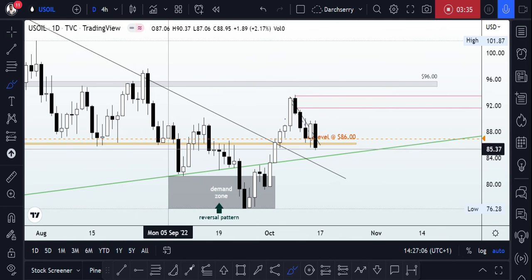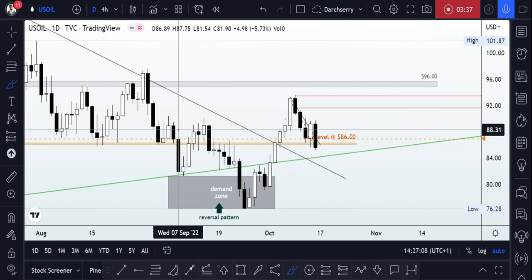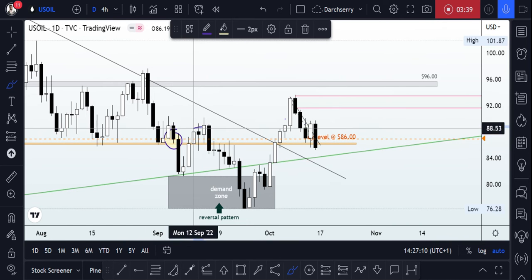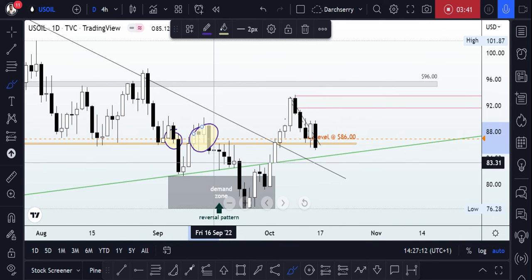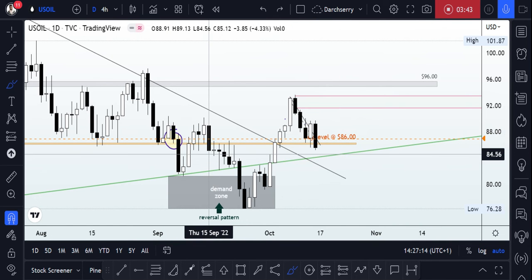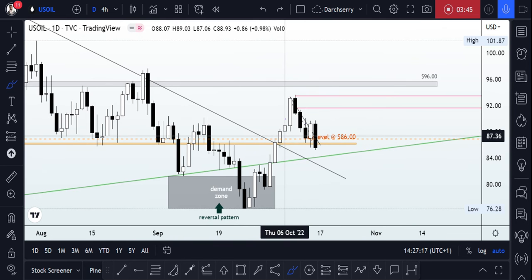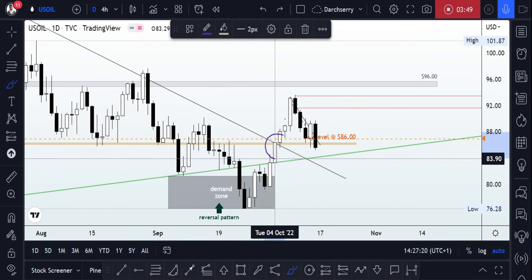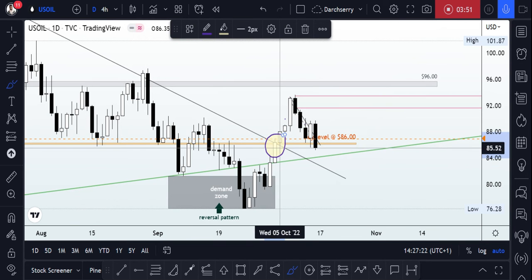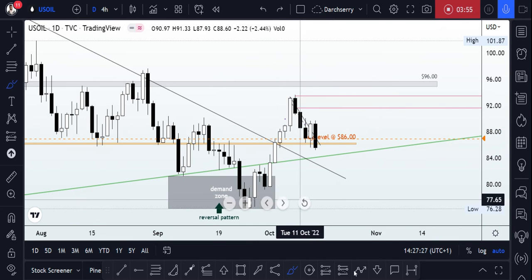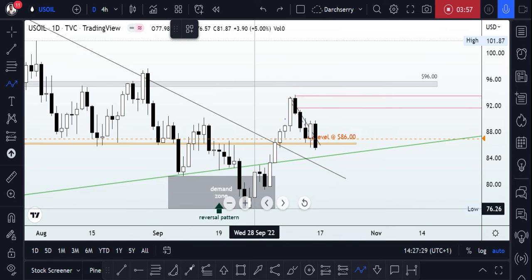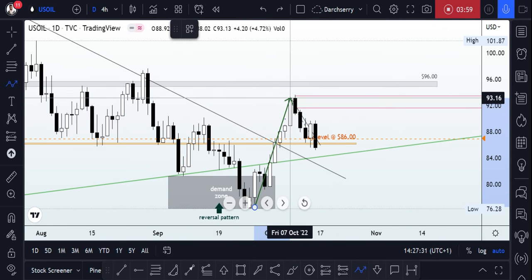Though, if we fast forward into the month of September, we saw the breakdown and retest of that structure, where we started seeing bearish momentum. However, two weeks ago we saw the breakout of that trend line, which also lines up with the key level here to give us that bullish signal.